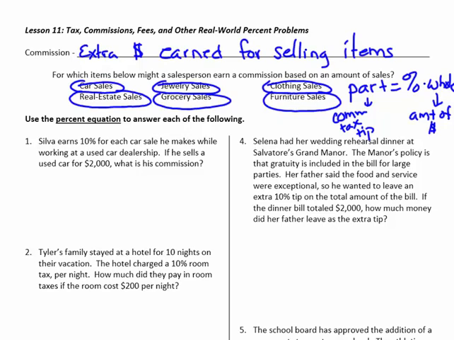Silva earns 10% for each car sale he makes while working at a used car dealership. If he sells a used car for $2,000, what is his commission? And it tells us up here we're using our percent equation. So here's your percent. Here is your original, or the amount of what the item costs. So in my equation, I'm looking for the part. How much is the commission? So X equals 0.10 times $2,000. So Silva earned $200 for selling that car.